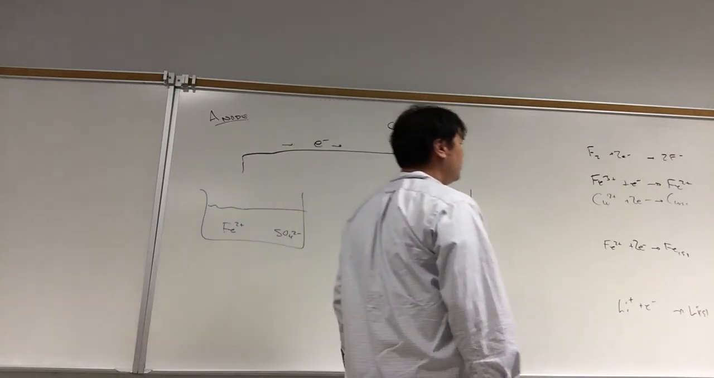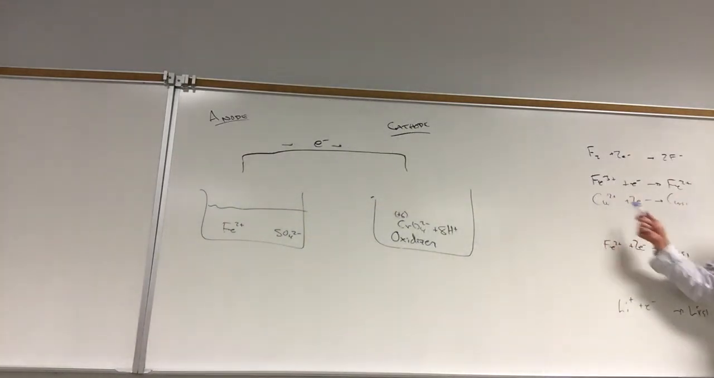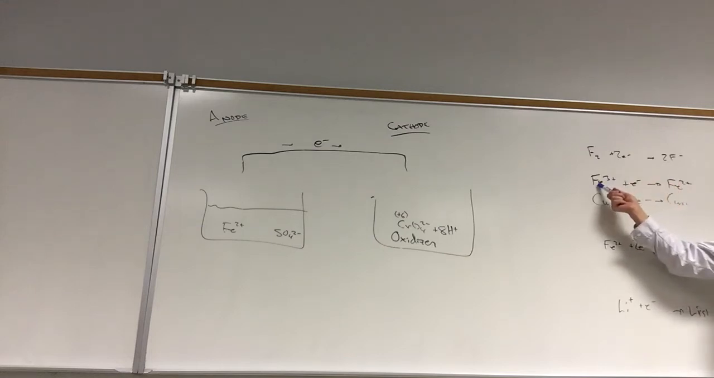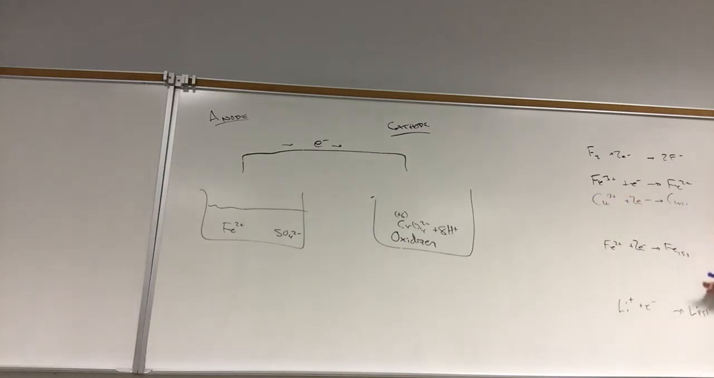If I wanted to see, will copper(II) oxidize iron(II)? No. If copper(II) oxidized iron(II), it'd form iron(III), which is a stronger oxidizer. And so what we say is copper(II) can oxidize everything below copper, in this case. In that chart, you would say copper(II) can oxidize everything above copper metal.